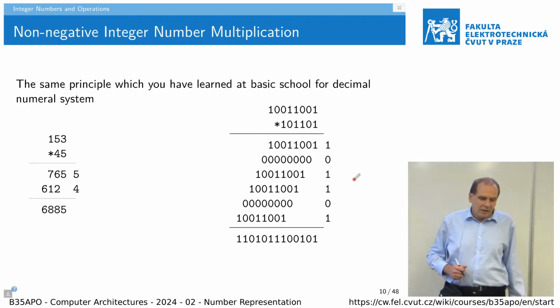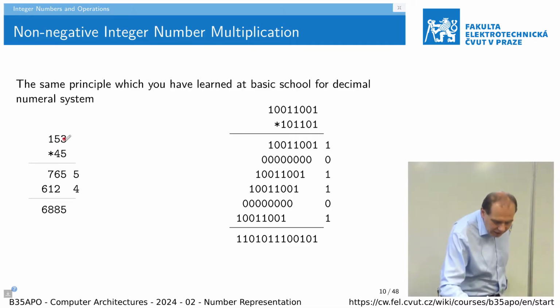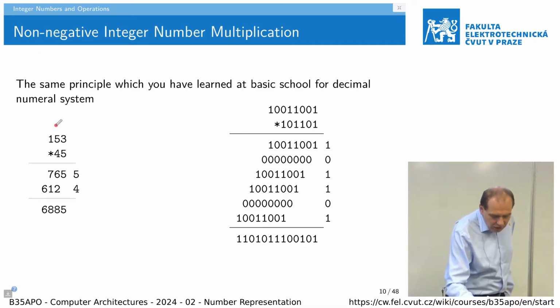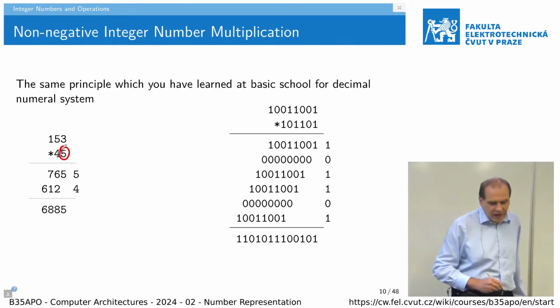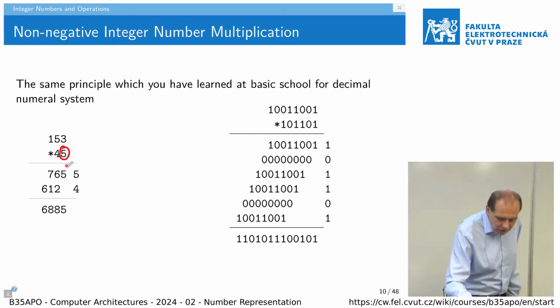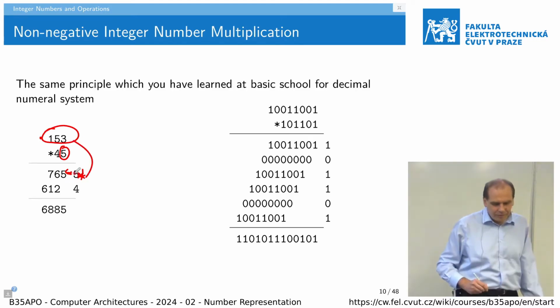And you probably know from basic school how to multiply in decadics. So if you want to multiply 153 by 45, then we take the 5 as the least significant digit of the multiplier. We multiply the multiplicand by this value and get this result. It is easy.